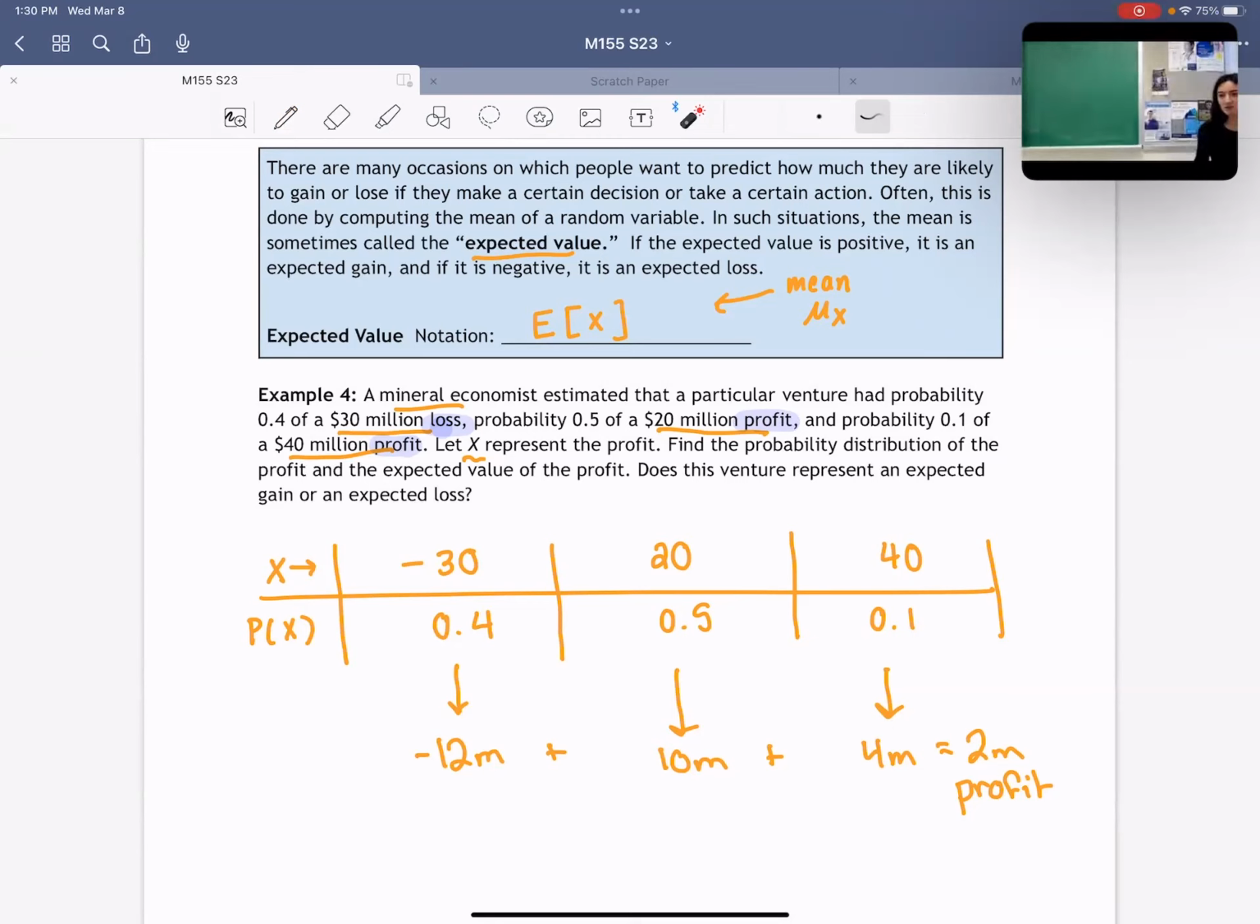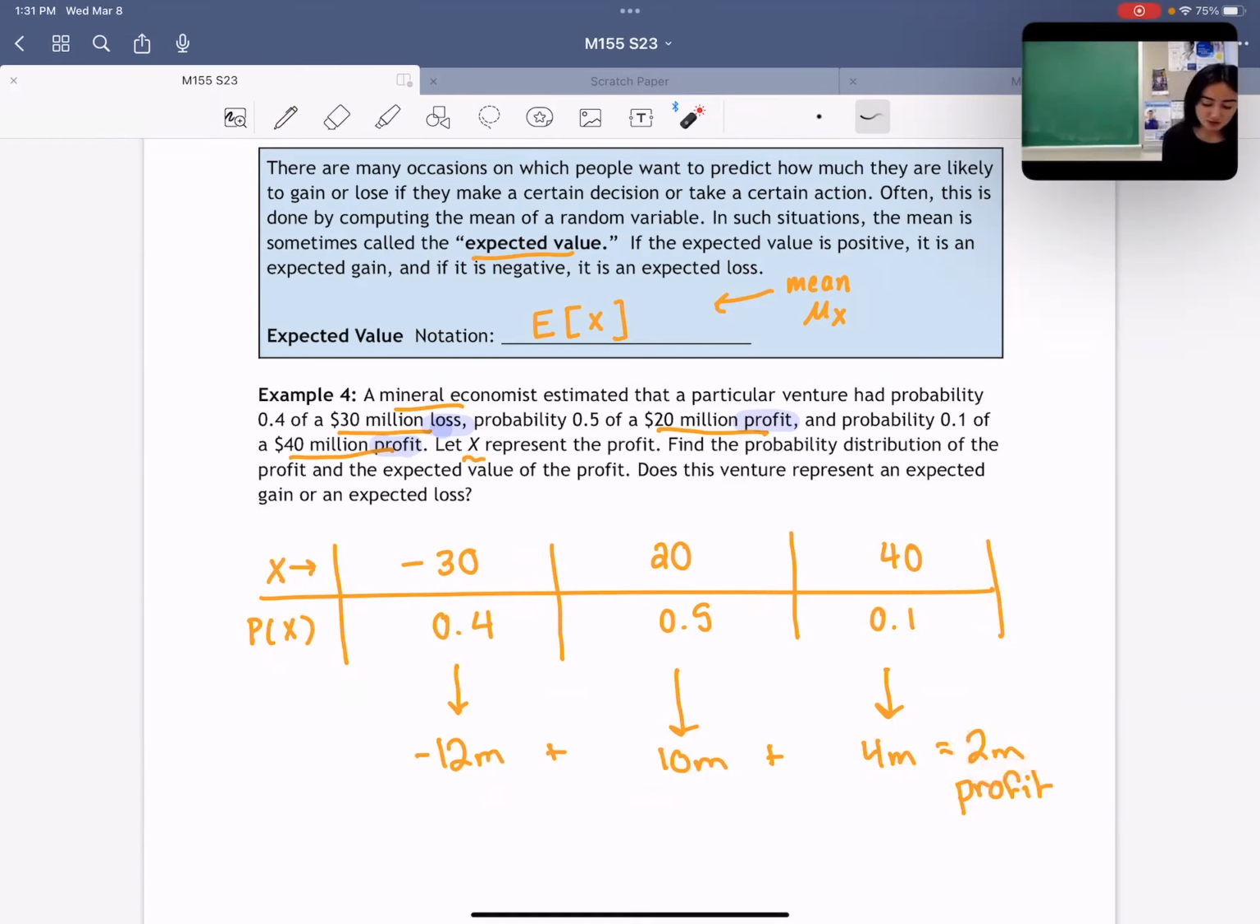Jordan, you want to take us through this one? Perfect, right? Whenever we find the mean, you can, of course, remember the formula, which tells you what to do. But what I like to do is just remember: multiply down the columns and then add across. So we got a $2 million answer.